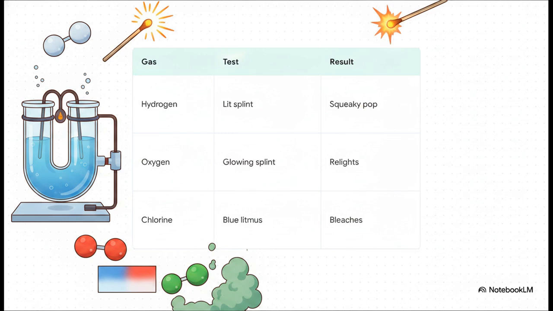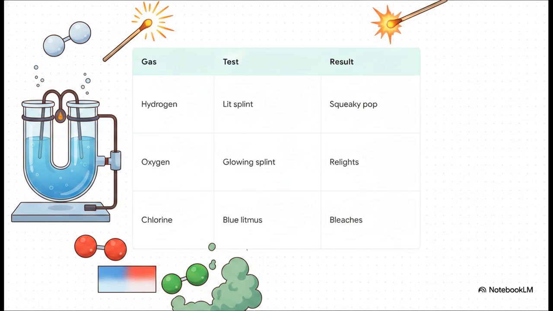If your cathode competition produced hydrogen gas, you take a lit splint, pop it into the test tube, and you'll get this highly satisfying squeaky pop sound. If the anode produced oxygen gas, you take a splint that you've just blown out so it's only glowing, stick it in, and it will suddenly burst back into flames and relight.